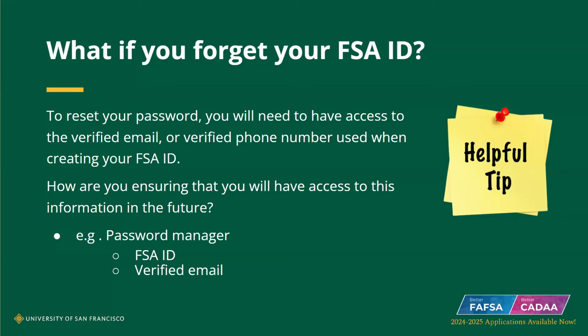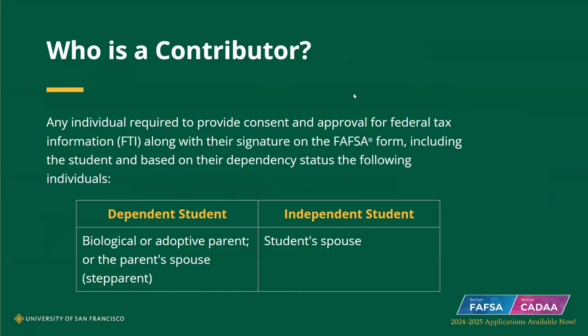Make sure you put your FSA ID in there and your verified email. We have parents and students with multiple emails and they can't remember which one they used on their FSA ID. And the school doesn't have access to that information because, as you remember, I said it's attached to your Social Security number. So unfortunately, we wouldn't be able to tell you what email you used to set up your FSA ID or where that information is going. So make sure that you keep this information in a safe and secure location just in case you forget.